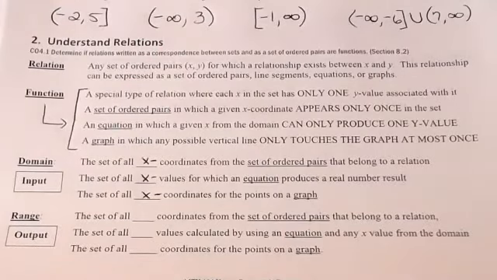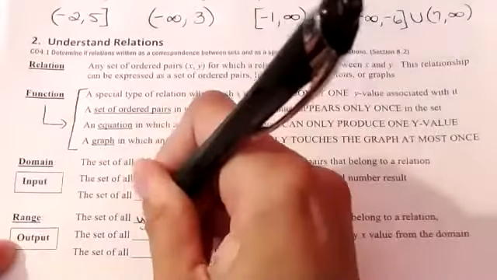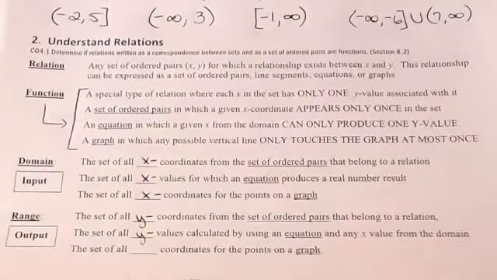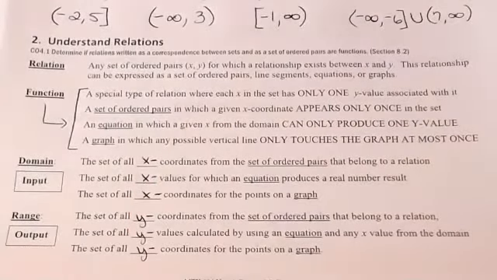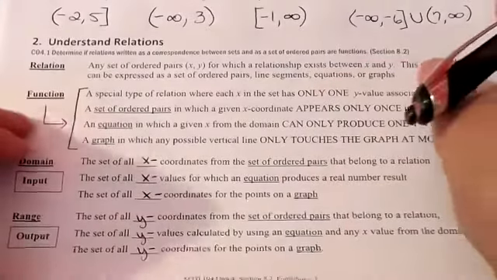Our range would be the set of all Y coordinates from the set of ordered pairs. It would be the Y values that are calculated by using an equation, and it would be the set of all Y coordinates for the points on a graph. The range refers to your output, your dependent variable, which is your Y, okay? X, then Y, alphabetical order, domain, then range, input, output. Okay, hopefully that's clear. And especially when you think about it in terms of alphabetical order, D comes before R, X comes before Y. Domain X, range Y. Let's turn the page.